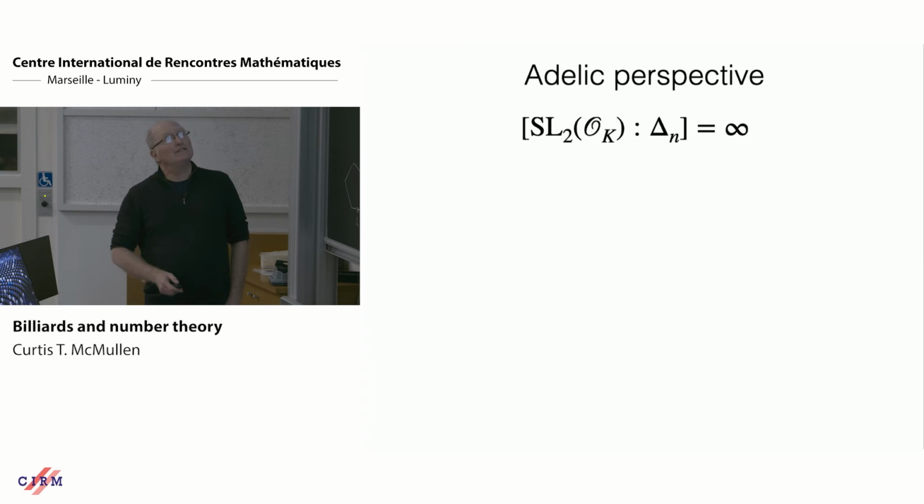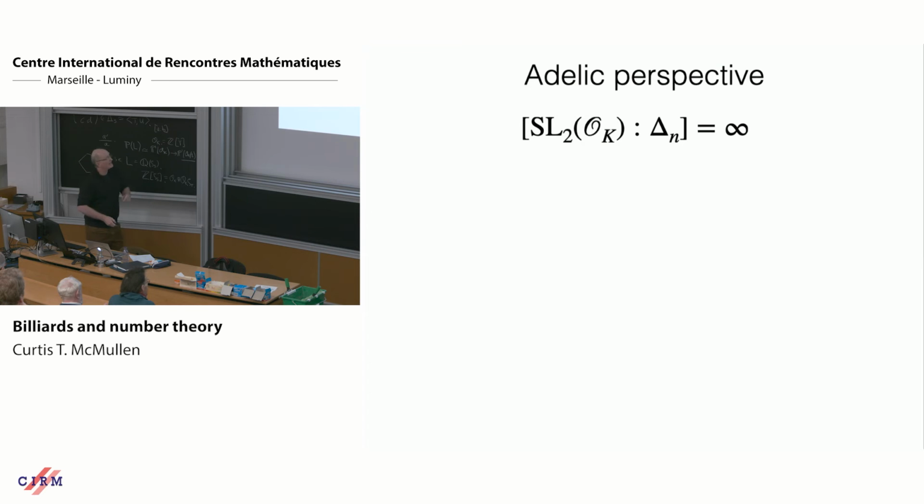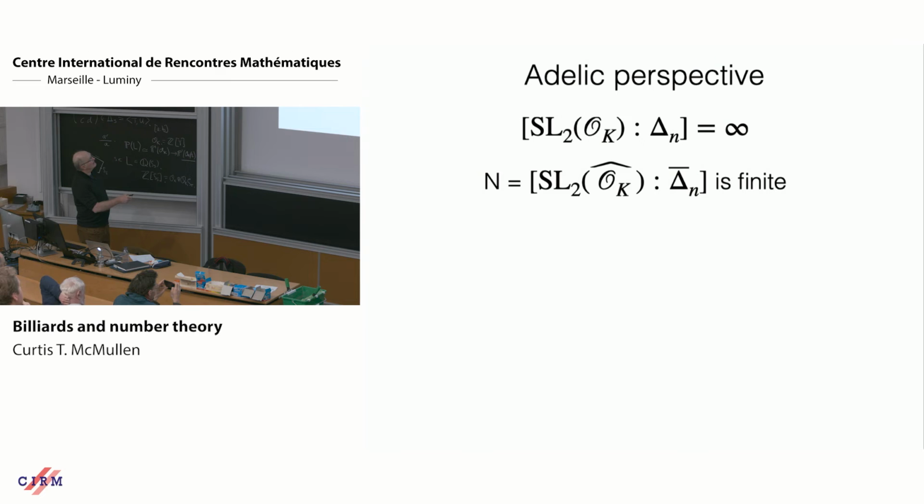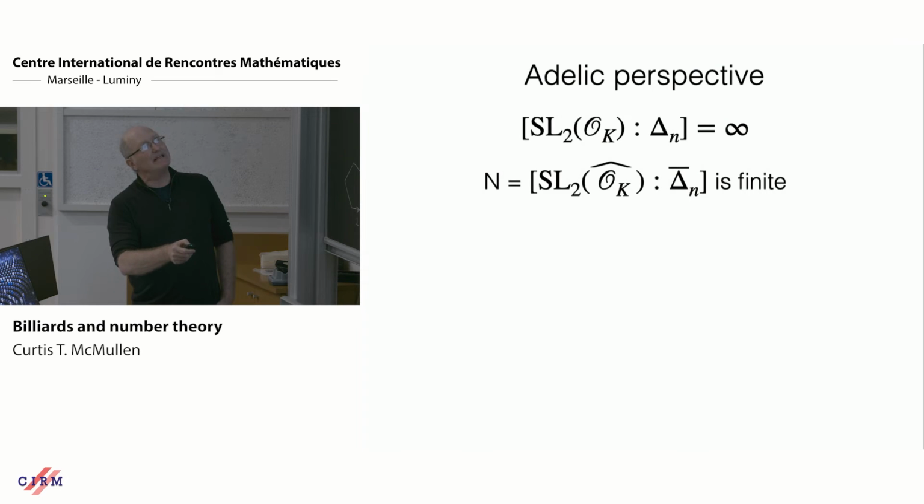So the group we were talking about, delta n, is a thin subgroup of this arithmetic group SL2(OK). Let's say K is Q adjoining the 12th roots of unity. So n is 12. So this is of infinite index. That's a reflection of the fact that it's a thin group. But remarkably, if we take the completion of OK, that is the inverse limit of OK modulo its ideals, and we take the closure of delta n in this profinite group, then this index is finite.